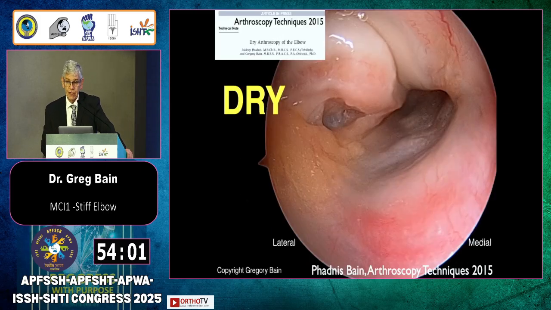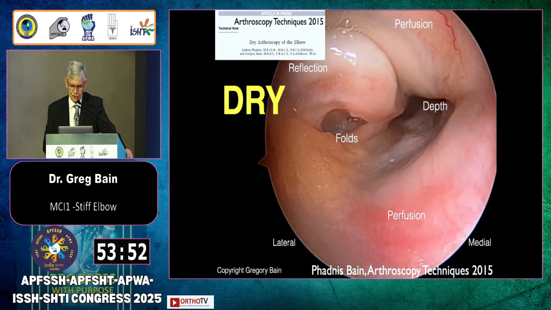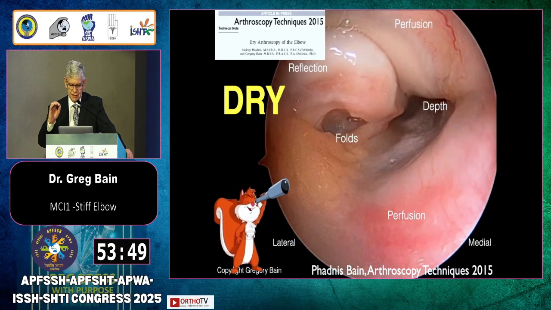We tend to use dry arthroscopy. Dry arthroscopy is commonly used in the wrist, and it gives you a different perspective. As you're looking around the articulation of the elbow, you can see the perfusion, you can see the folds of synovium, and you get a better depth of field. One of the reasons for that is you get a reflection of the air-fluid interface. If you have saline in there, you do not have that reflection. We naturally use these reflective surfaces in how we assess the three-dimensional shape of objects.